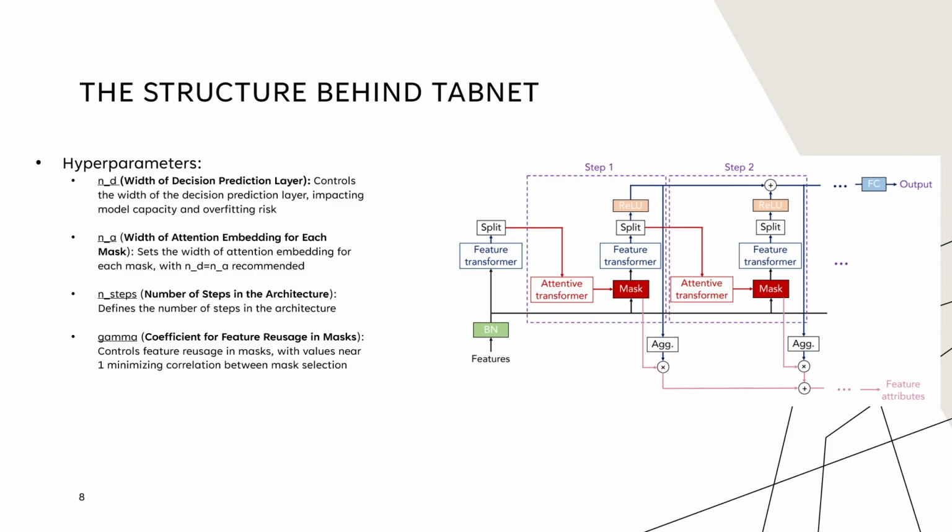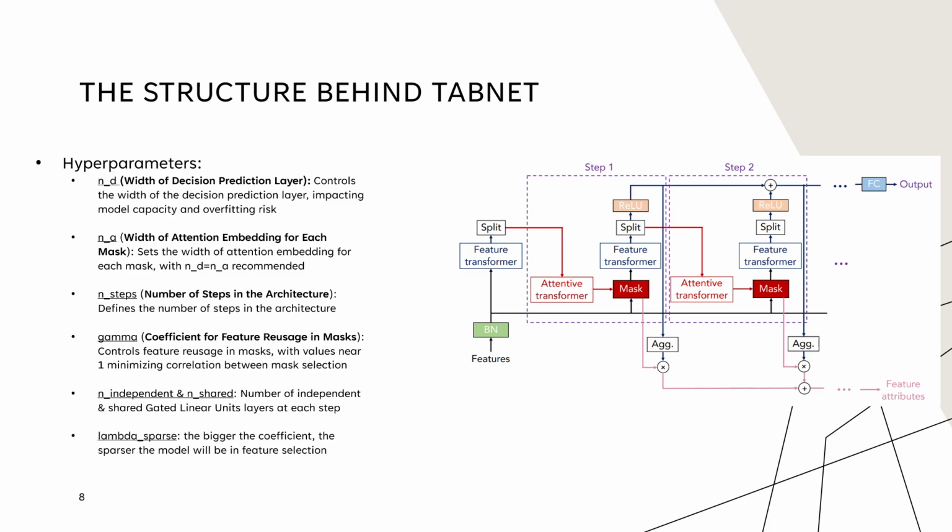So if we establish that some feature can't be used many times, it will be learned on the first step, but never be used on the following ones. And then the number of independent or shared activations that you can use in each of the steps. The lambda sparse is a regularization parameter as well, that is used to select the most appropriate features.